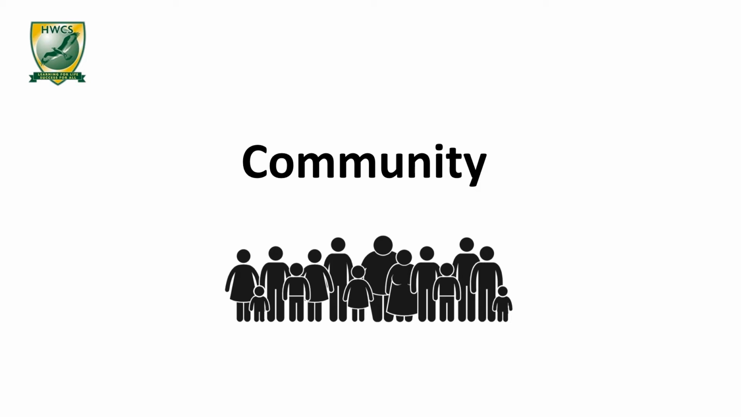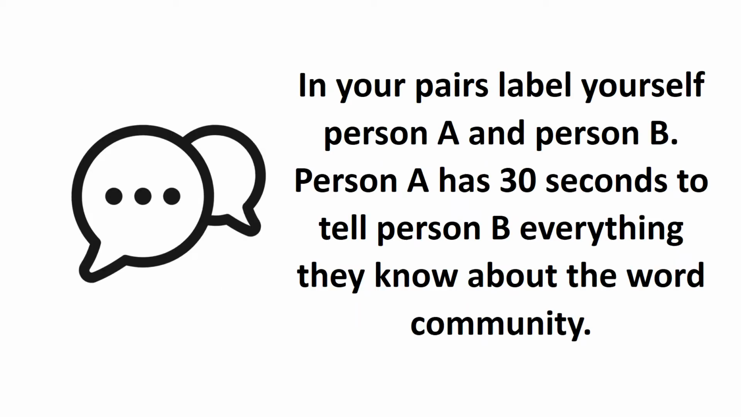So in week 1 we looked at the word community. So what we'd like you to do is to get yourselves into pairs. And you're going to label yourselves in pairs, person A and person B. Person A being the older of the two of you. Person A, you now have 30 seconds to tell person B everything you know about the word community.